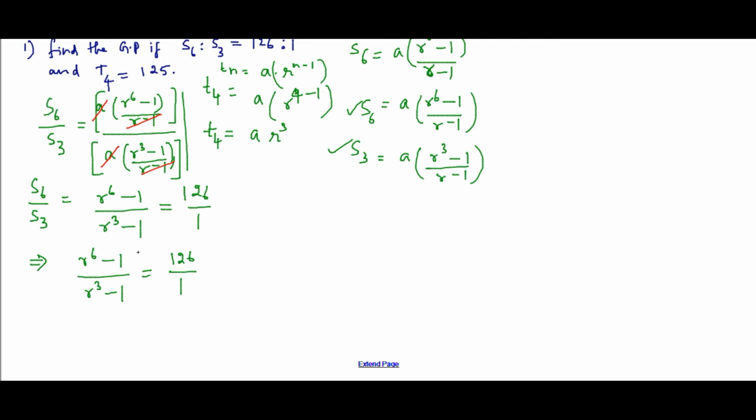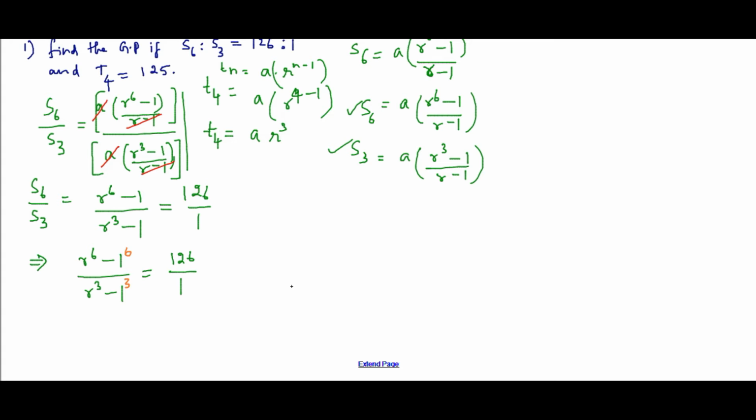How to solve this one? Now you'll stop here. Don't get stuck. Write this 1 as 1 power 6 and write this 1 here as 1 power 3. I'll use another color so that you can identify that change. I am writing here deliberately 1 as 1 power 6 and here 1 as 1 power 3: R power 6 minus 1 power 6, R power 3 minus 1 power 3.